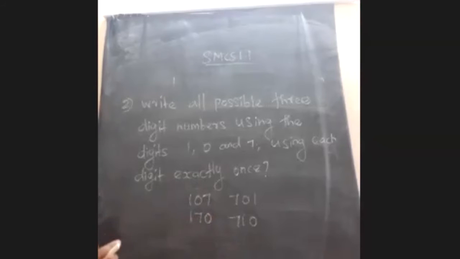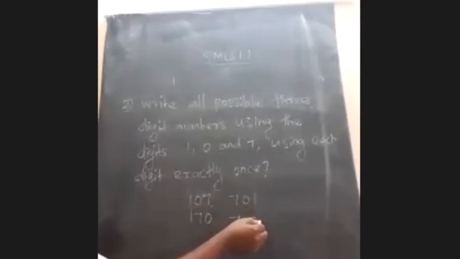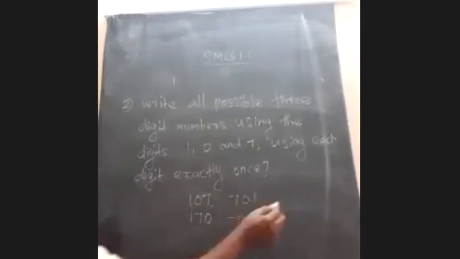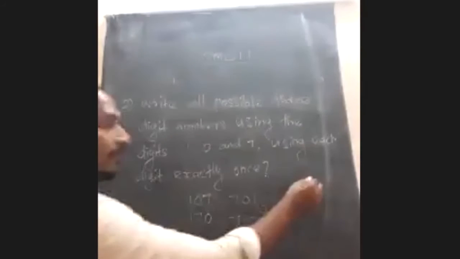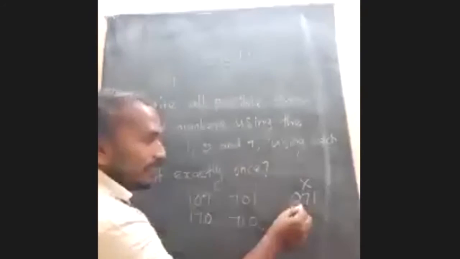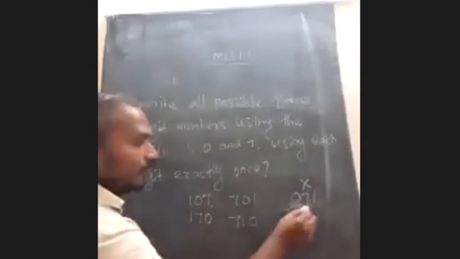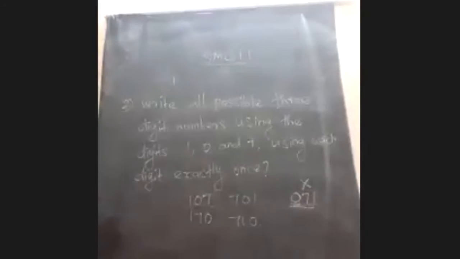So students will say 107, 170, 701, 710, and the next number will be 071. Actually, this is wrong. Why? Because if you put 0 before, this number will become a 2-digit number, not a 3-digit number.